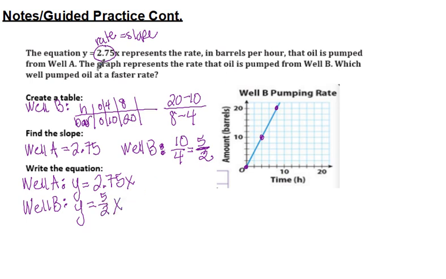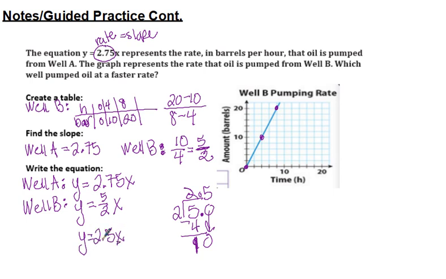But the main question is which one's moving faster, which one has a bigger rate, and it's going to be hard to compare these when they're in different forms. So let's change 5 over 2 to a decimal. So I'm going to take 2 and divide it into 5. We're going to add a decimal, bring down our 0, and 2 goes into 10 5 times. So this is the same as y equals 2.5x.